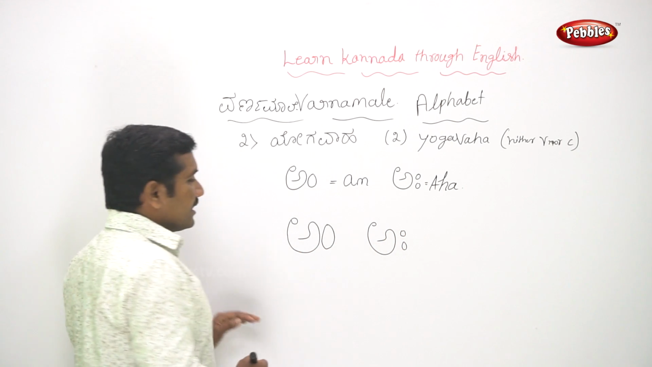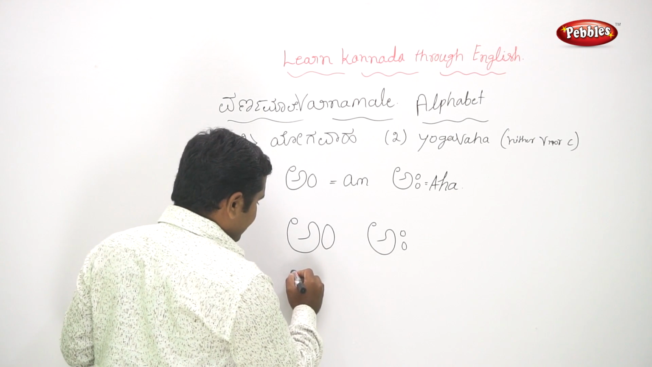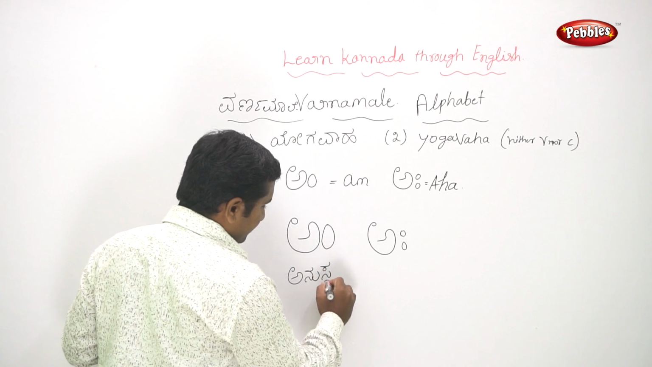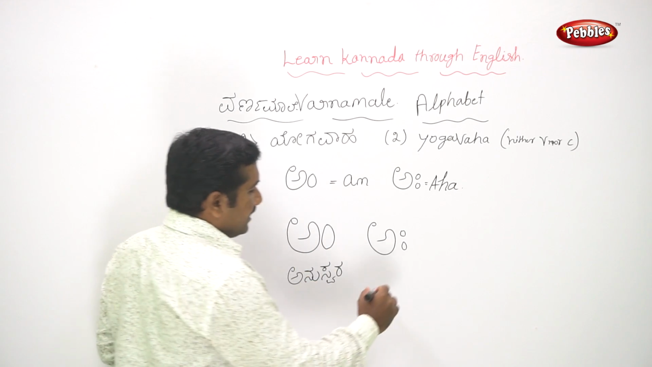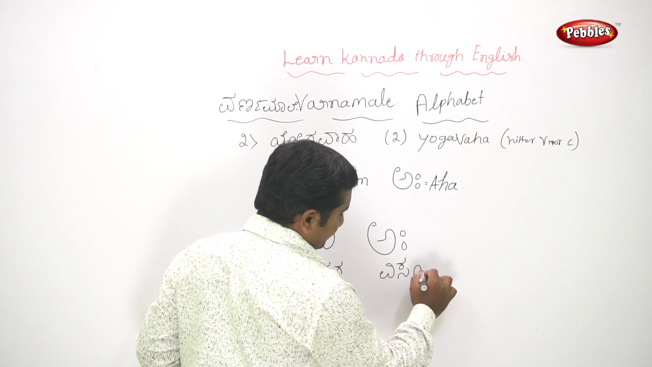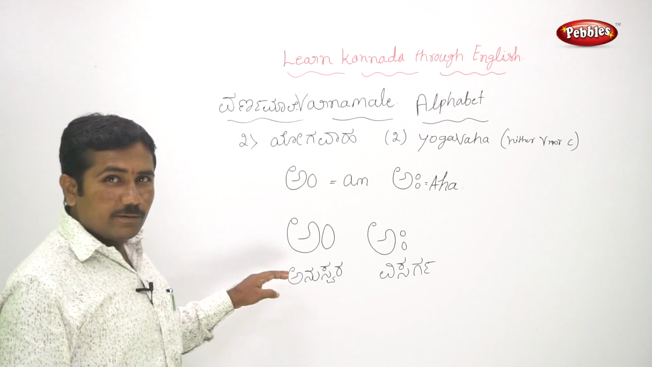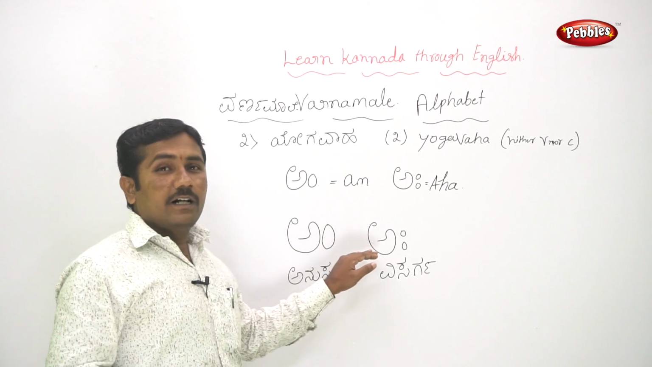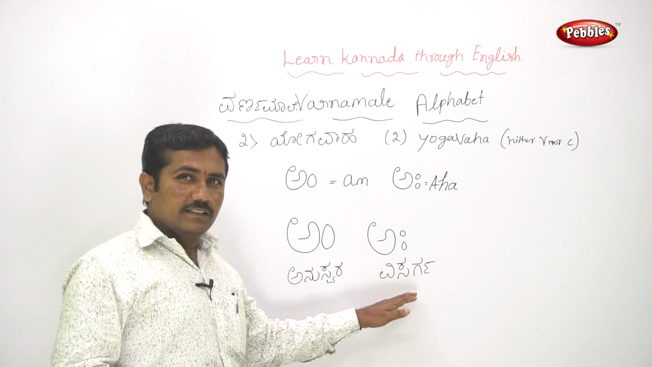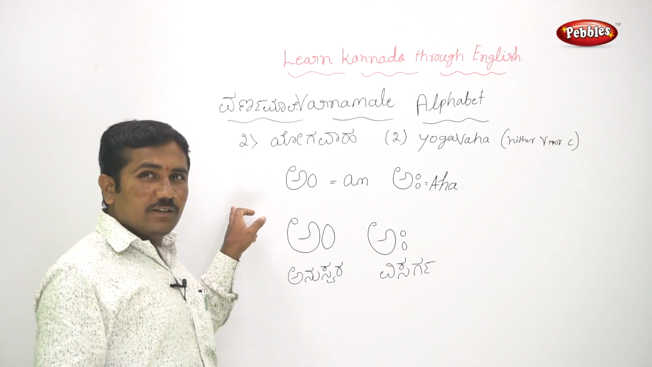This is called Anuswara and Visarga. This one is Anuswara. This one is Visarga. See one more time: AM, AH. Anuswara and Visarga. These two letters are also included in the vowels.